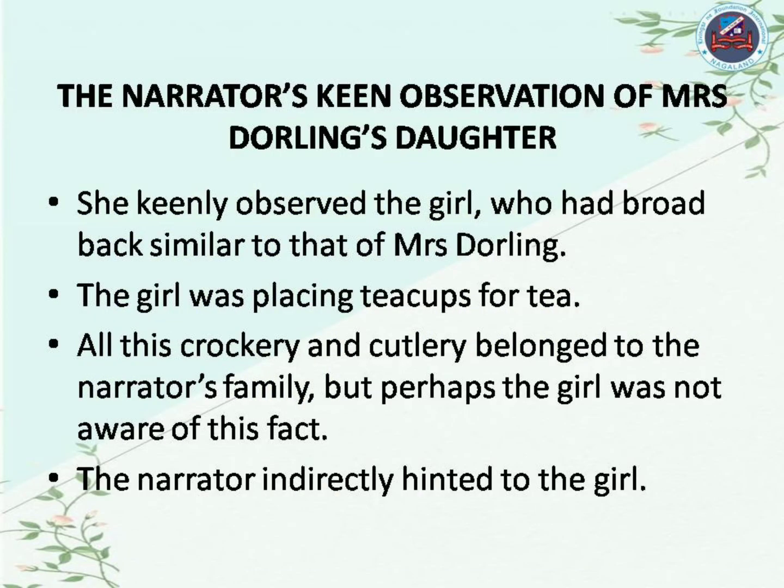The narrator was keenly observing the girl, who looked similar to Mrs. Dorling. The girl was placing teacups for tea from a white teapot, and she took out some spoons from the box. All this crockery and cutlery belonged to the narrator's family, but perhaps the girl was not aware of this fact.